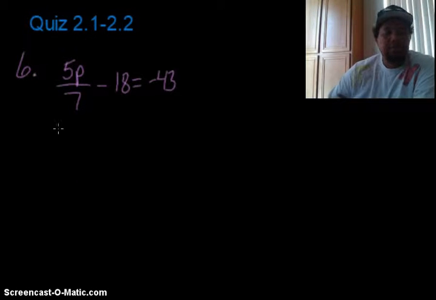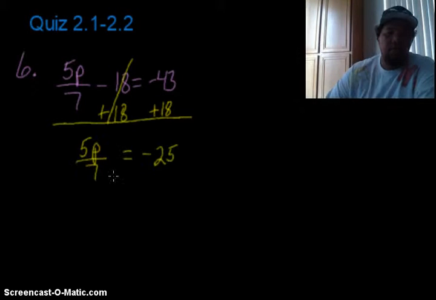Alright, so number 6 looks a little different than the other ones, but it's still kind of like having a fraction right here, and we have the -18. So of course we're going to add 18 to both sides. Alright, so we get this as a result, 5p over 7, or 5p divided by 7 equals -25.